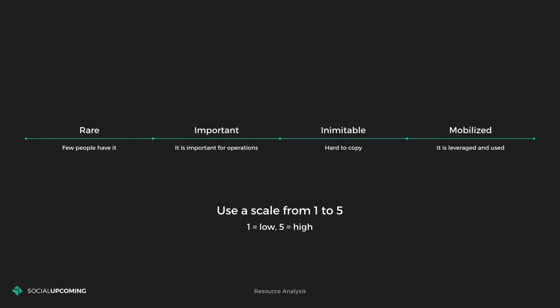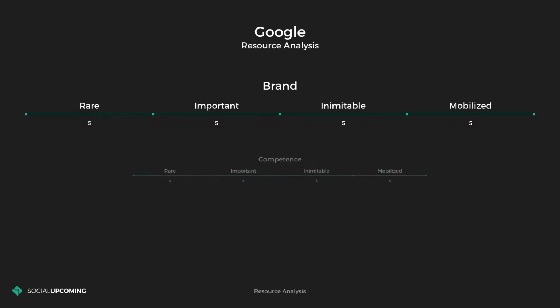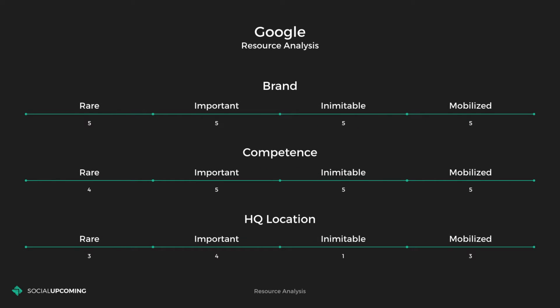So let's take an example. Google's resource analysis for three factors: brand, competence, and HQ location. Let's talk about the brand. Google's brand is rare. There are not a lot of people that have the same brand strength as Google. Their brand is also really important, because the brand makes them legit.